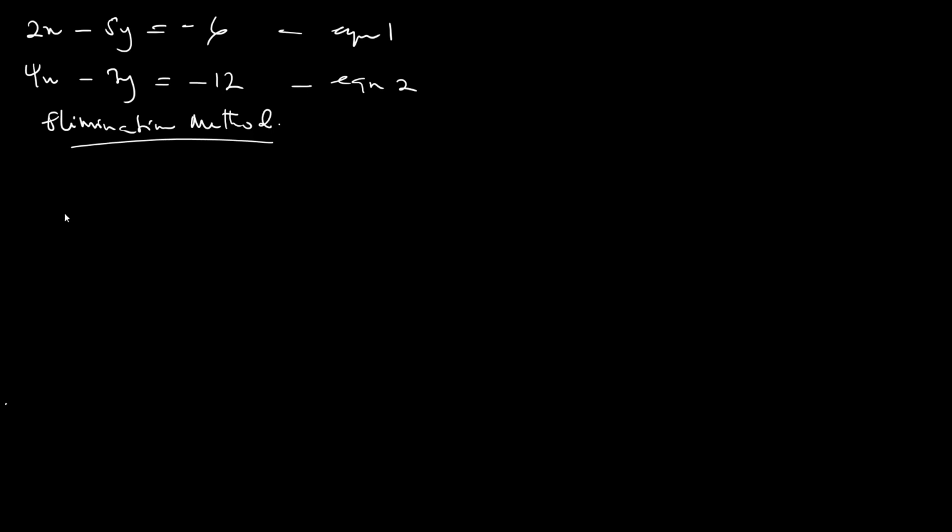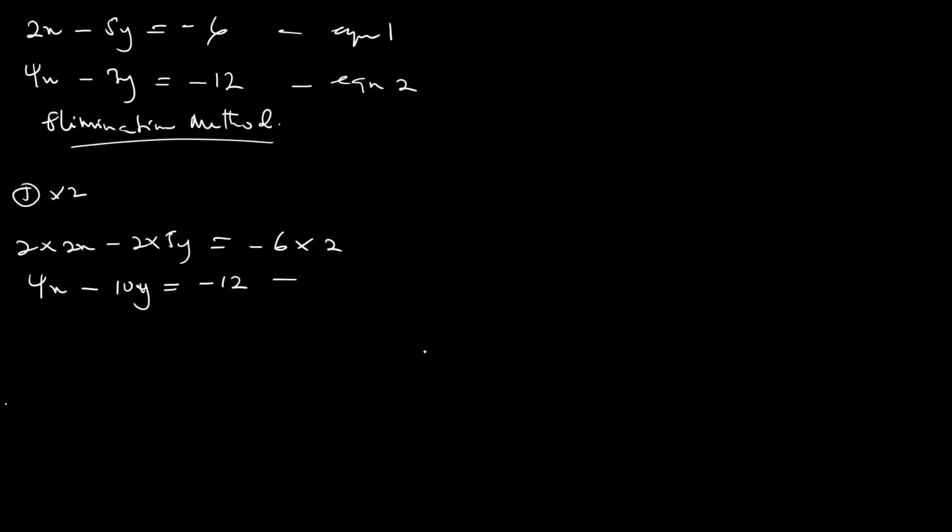So we just have to multiply equation 1. So we multiply equation 1 by 2. So we have 2 times 2x minus 2 times 5y. So it means you need to multiply every term by the number 2, minus 6 times 2. So here we have what? 4x minus 10y equals to minus 12. So this can be classified as equation 3. So now we have equation 1, equation 2, and equation 3.